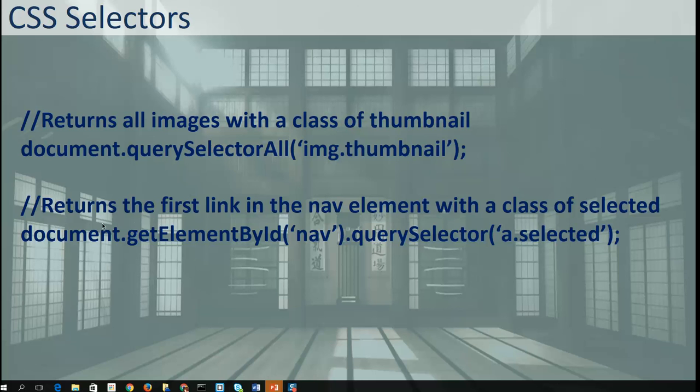Let's say we want to get the first link in the nav element with a class of selected, which means a nav element that's been selected. We usually use selected as a class. So we're saying document.getElementById nav, which returns the first element whose ID is nav. Then on that, we're using querySelector for any anchor tag with the class selected.